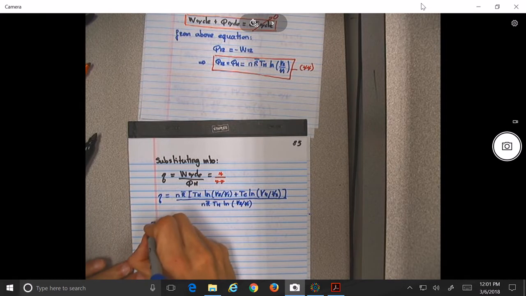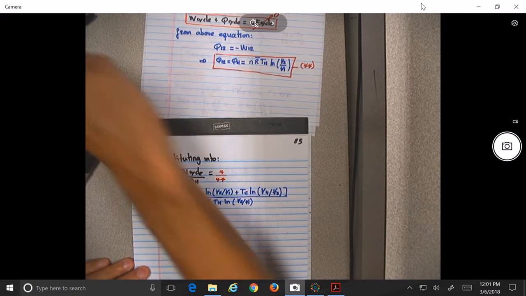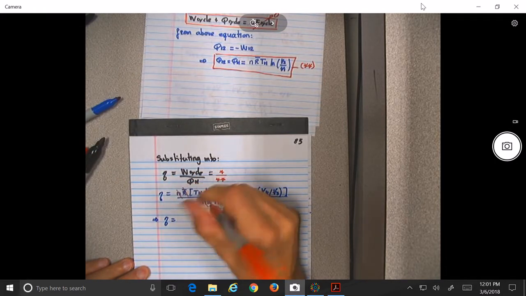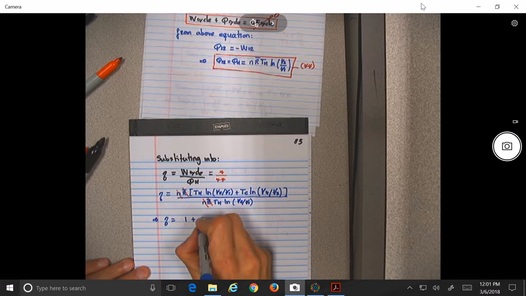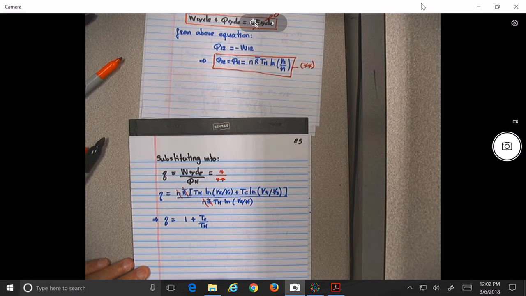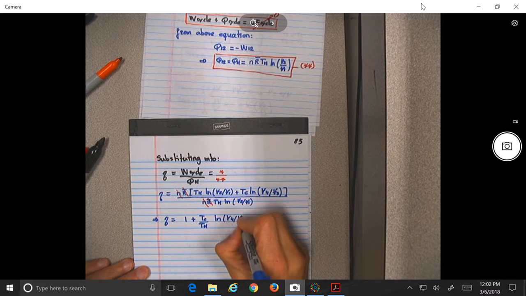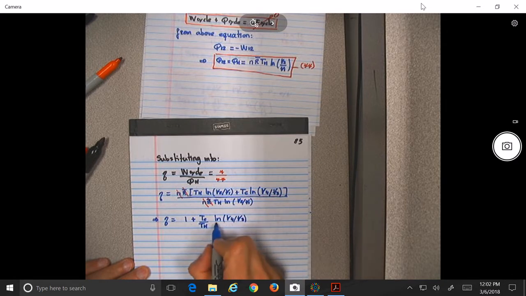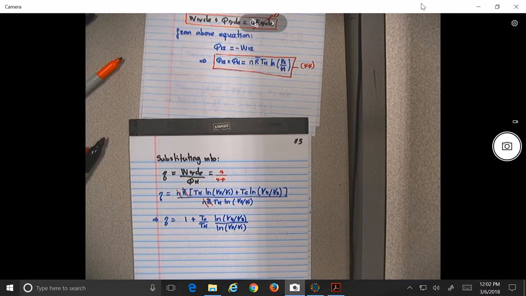I know this looks very promising because now when we simplify, what's going to happen? So this TH becomes 1, and then we have plus TC over TH log V4 over V3. I hope we didn't do any mistake with those logs, otherwise log V2 over V1.